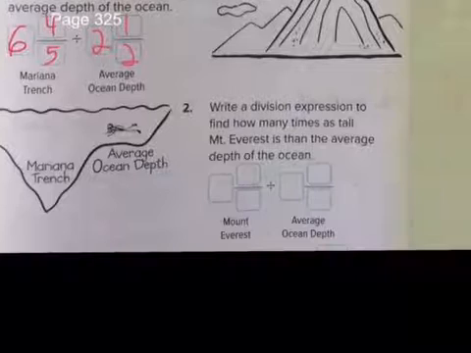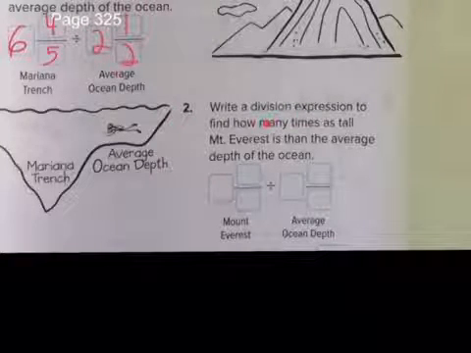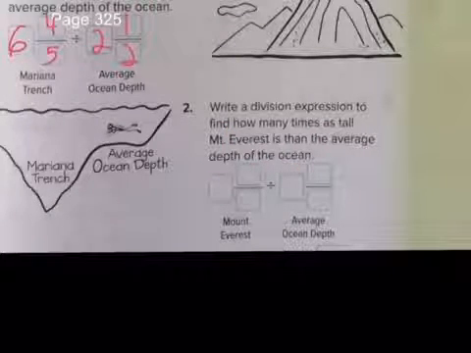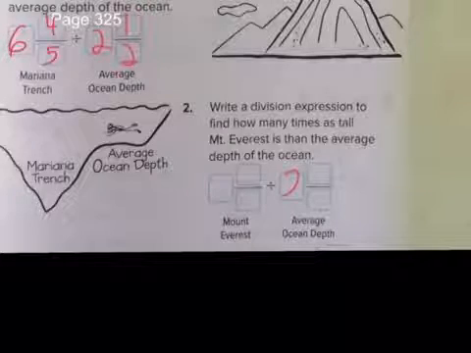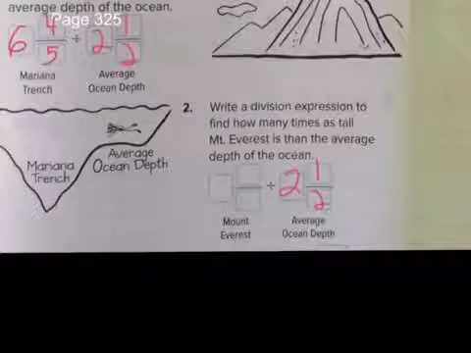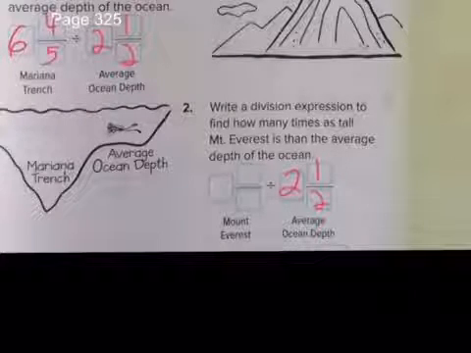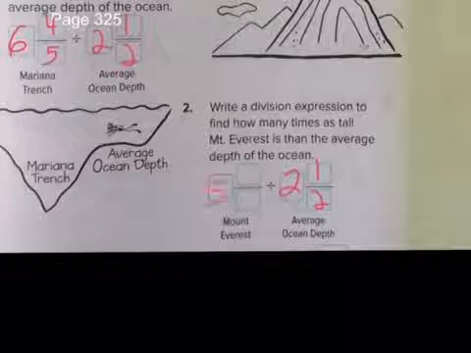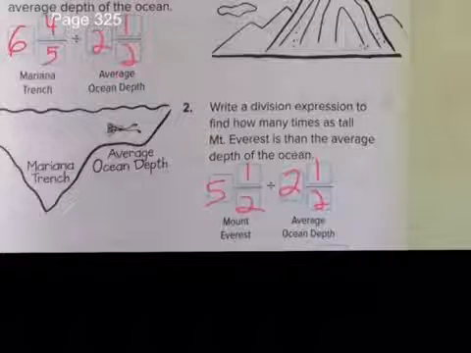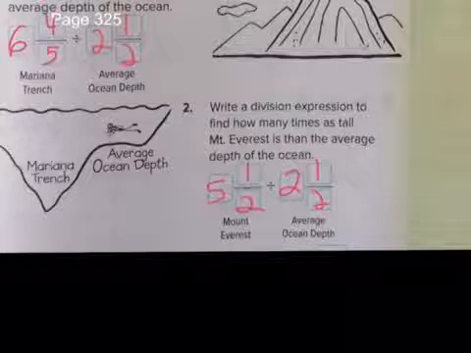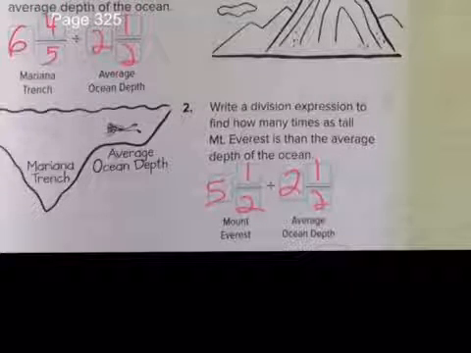Okay? For number 2, we have to write a division expression to find how many times as tall Mount Everest is than the average depth of the ocean. The average depth of the ocean we know is already 2.5. And we want to see how many of these are in Mount Everest, and we know that the height of Mount Everest is 5.5 miles. So how many times bigger is Mount Everest, right? So we just divide. Okay, always take the larger number and divide it by the smaller amount.